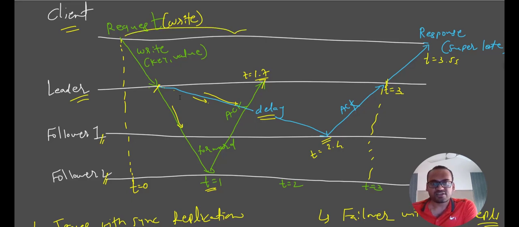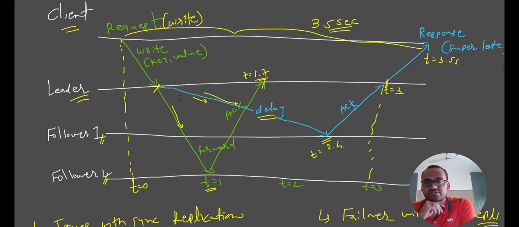So what is the time span to send the response back to the client? It almost took 3.5 seconds, right? That is not good. That is too much time. It is called super late. We don't want this strategy to happen, but for very critical applications where sync replication is required, only then we do this kind of thing. It is followed where network latency is acceptable to a significant amount.